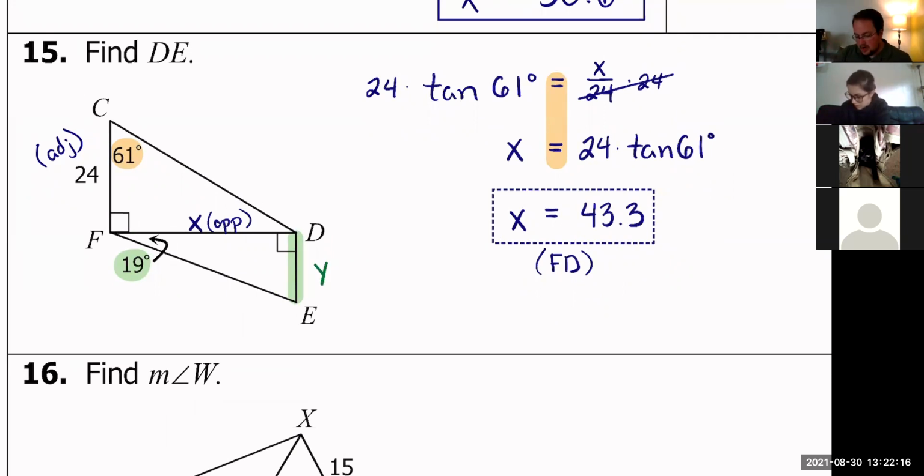What parts of this triangle do I have with respect to that 19-degree angle? The adjacent, which is 43.3, which is my X, so this now becomes my adjacent. It was the opposite up above, but now it's going to behave as my adjacent. And the Y that I'm looking for is the opposite leg.